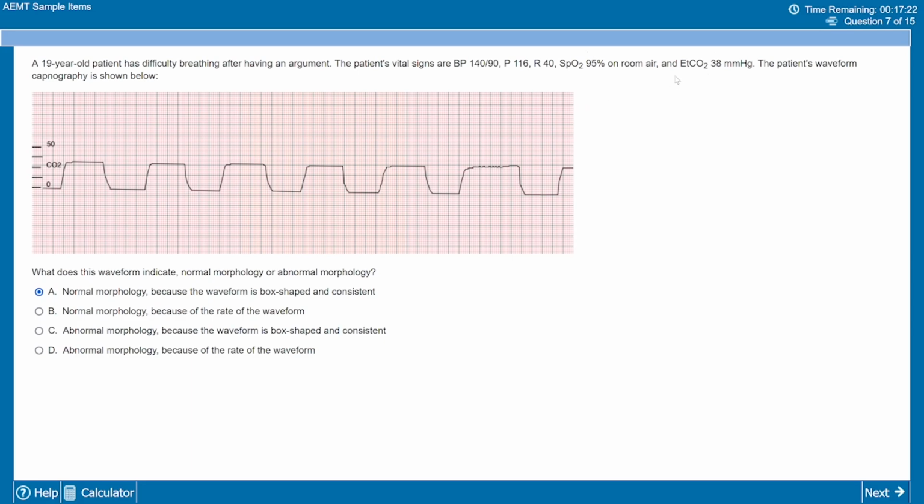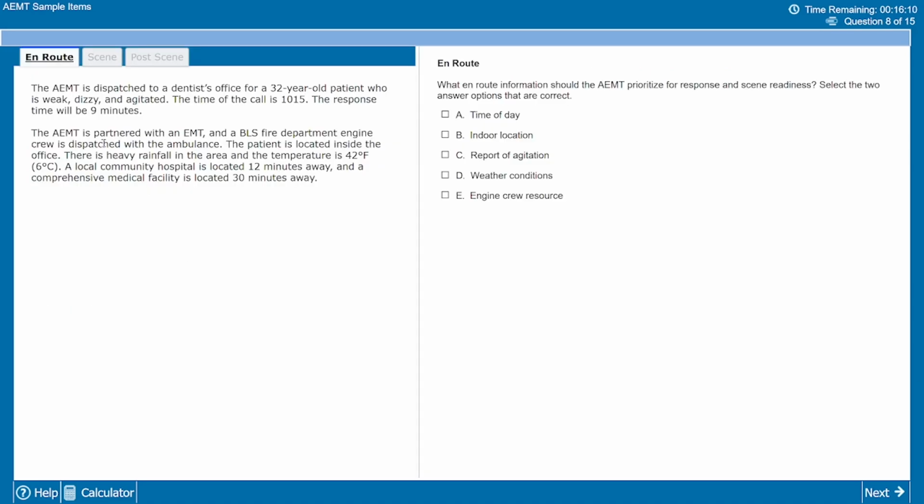The ETCO2 is at 38. It's fine. But if we read the questions, if we find the abnormal vital signs, and we read every answer choice, we'd actually see it's D, the abnormal morphology because of the rate of the waveform, which is a very interesting way of looking at ETCO2. I love this kind of weird questioning, but it's incredibly obvious if you properly read through the question.